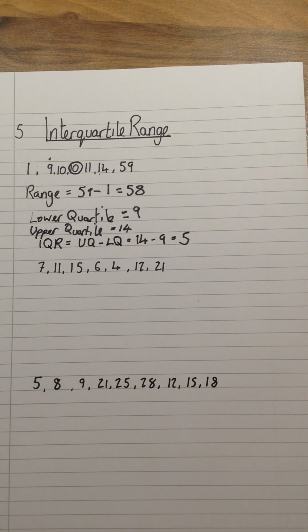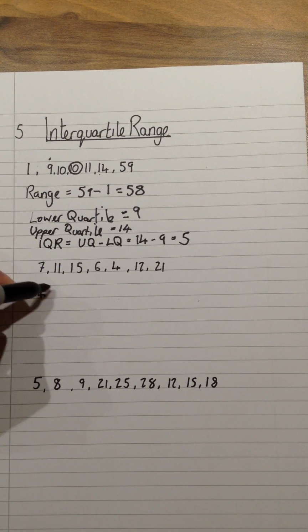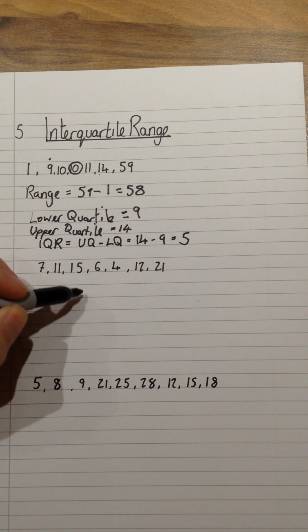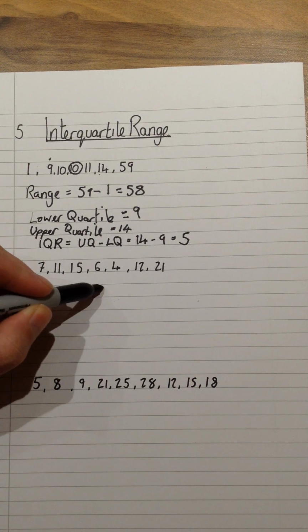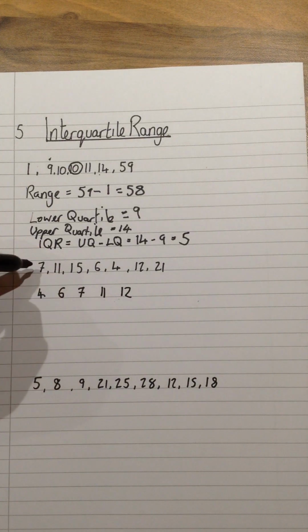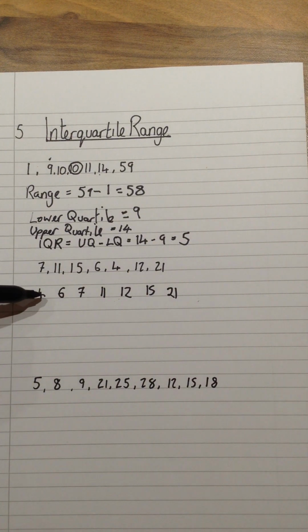We'll have a look at another couple of examples just quickly. This second example, the first thing we need to do, just as we did with the median, is put the numbers in order. So if we put this in the order 4, 6, 7, 11, 12, 15 and 21. Do make sure you've actually got all the numbers. It's very easy to miss one off, and therefore that will change every single calculation you do for that list of numbers. Step number 1 is to find the median.